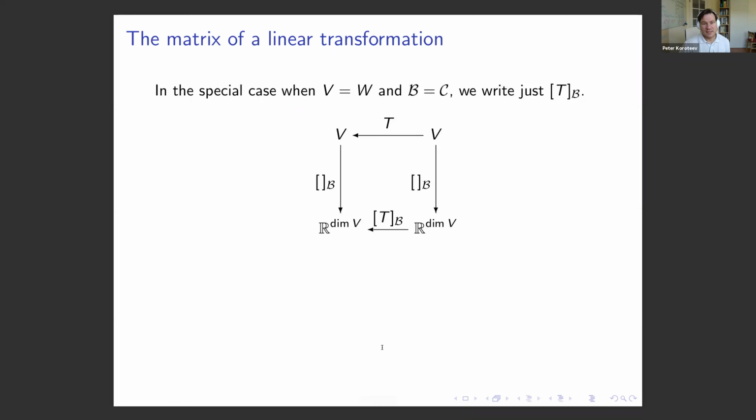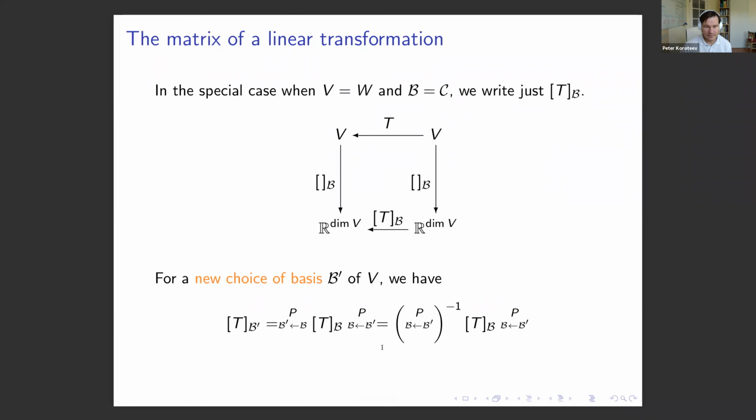Now, in the special case when those vector spaces are equal, isomorphic, and B and C are the same basis, we simply write T with index B. Then if we change basis in this case, call it B prime, then in the previous formula, given that the change from B to B prime is the inverse of B prime to B, we need to calculate only one matrix: the matrix from basis B prime into B. The inverse matrix will multiply from the left, and the matrix itself will multiply from the right.